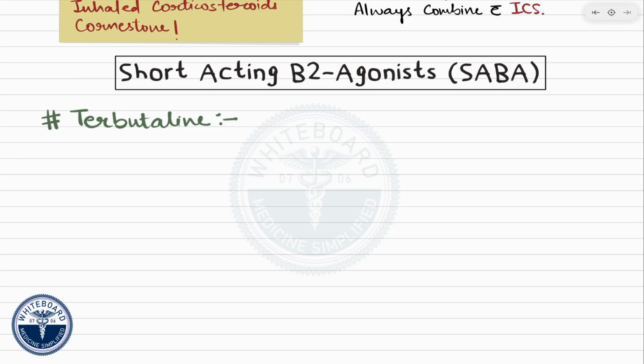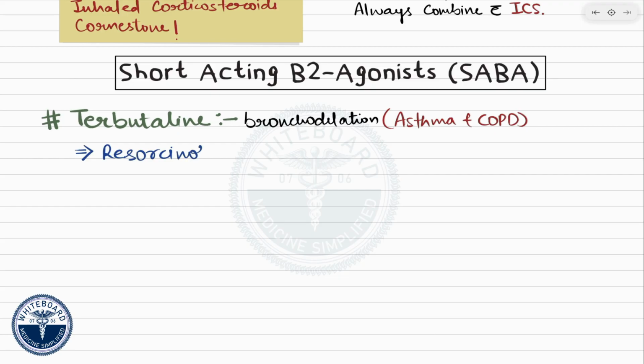Terbutaline, a short-acting beta-2 selective adrenergic agonist. Like other beta-2 agonists, terbutaline produces bronchodilation by relaxing the bronchial smooth muscle, making it useful in the treatment of asthma and chronic obstructive pulmonary disease. One important structural feature of terbutaline is that it contains a resorcinol ring instead of the typical catechol structure. As a result, it is not metabolized by catechol O-methyltransferase.